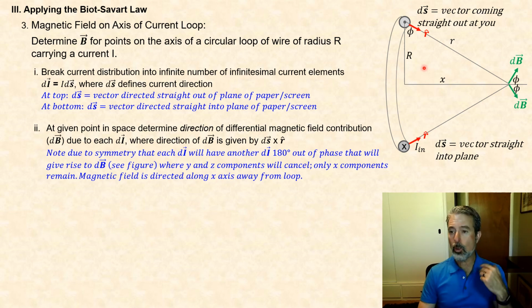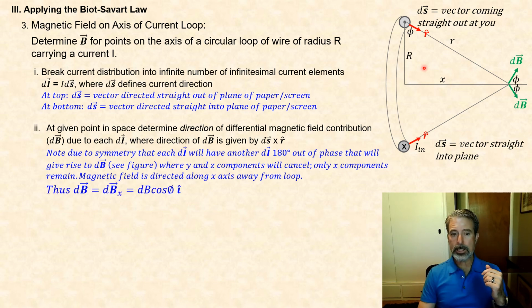In which case the only components that remain will be the X components. So you have to be able to imagine this and reason that all Y and Z components will cancel out due to the symmetry. So the end result is that dB, the direction of it, is going to be in the X direction, the i hat direction, and only the component along that axis is going to remain.